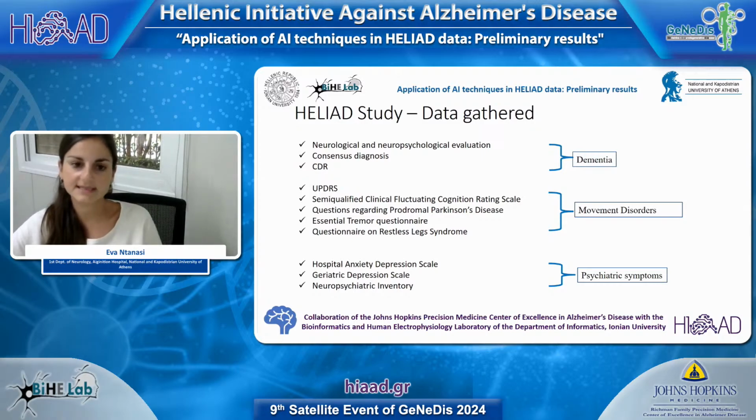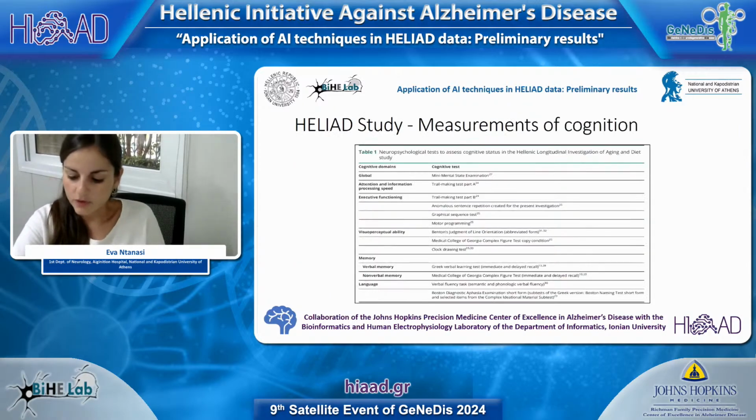All this data from the neurological evaluation, the neuropsychological evaluation and the clinical scales are gathered and reviewed at expert consensus meetings. In these meetings participate the neurologists, neuropsychologists, and other researchers involved in the HELIAD project, and they conclude to participants' diagnosis. All diagnoses are made according to established criteria.